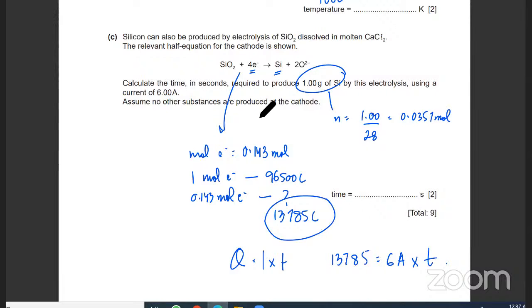Now, the only thing, remember this, these questions, you just need two things. You need Q is equal to IT, and you need 1 mole of electrons has 96,500 coulombs charge. Now, there are two ways of solving this. In this case, we immediately knew that you can't do Q is equal to IT because you don't know what T is, right? So you would have to go all the way around to figure out the moles of electrons. You'll figure out the charge. When you figure out charge, you can figure out time.